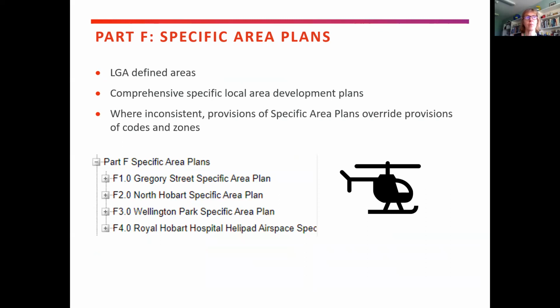and you can see that at least for the Hobart Interim Planning Scheme, this is what you see. So depending on the planning scheme, there might be some specific area plans. Gregory Street seems a little odd to me to have isolated that. It's an area in Sydney Bay that has a bunch of businesses along it. Anyway, it has a specific area plan. North Hobart specific area plan. Wellington Park is a whole different kind of kettle of fish that has its own act, but anyway, it has its own specific area plan, and the Hobart Hospital Hilly Patio Space has a specific area plan.